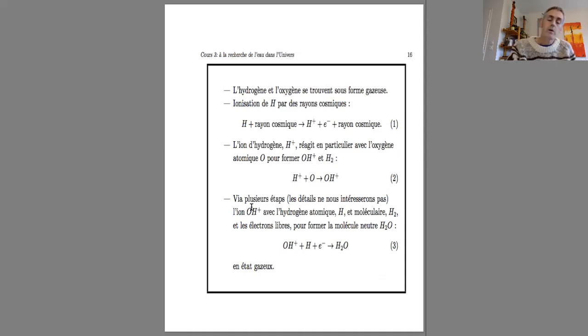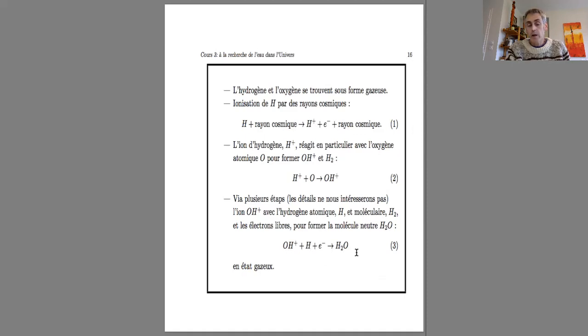And now there are many steps in the chemical reaction that can lead this OH ion to react with an atom, a hydrogen atom, or even a hydrogen molecule. And this will lead to a water molecule being produced. You'll need a free electron, but we have free electrons buzzing around because they've been produced in this reaction 1 here.